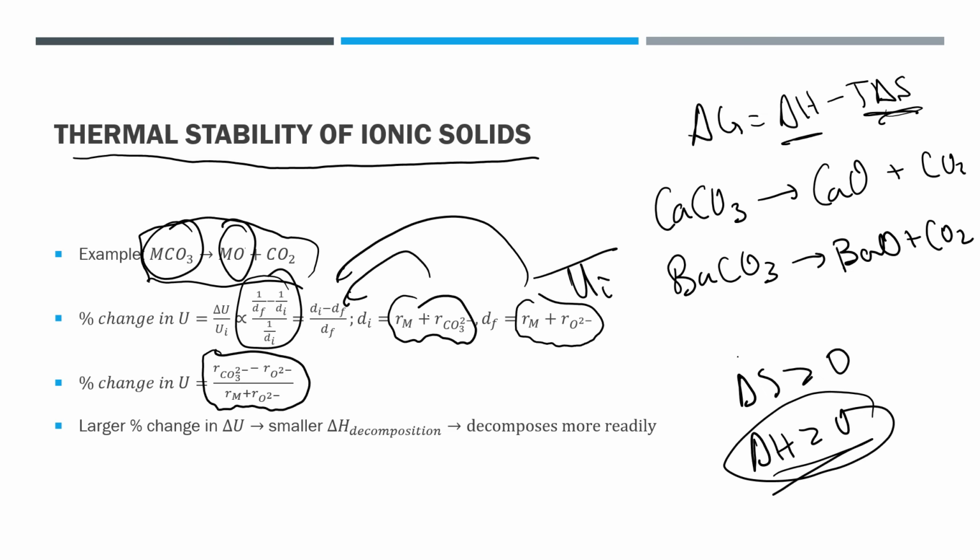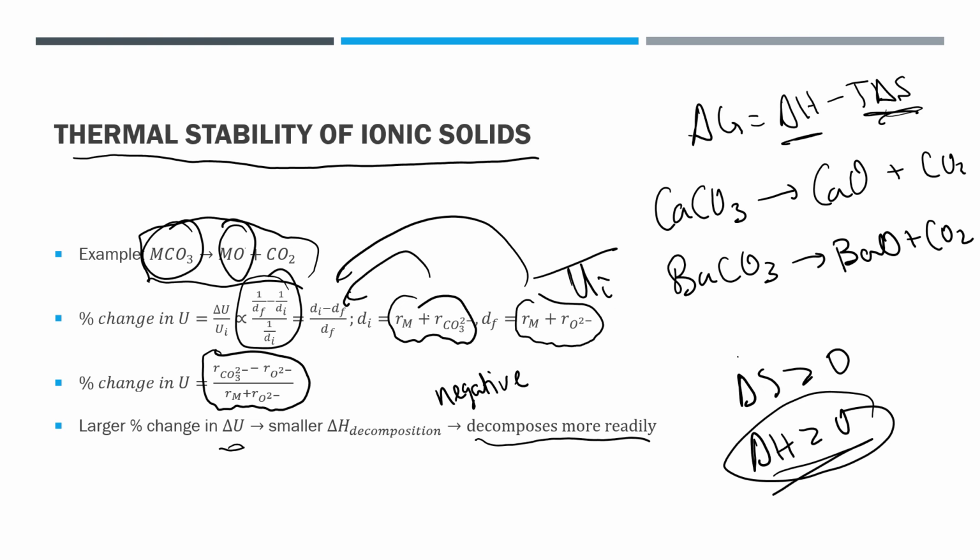Okay, so essentially, the larger percent change in delta U, we know that this percent change is going to be negative, right? It is negative. But the larger percent change in delta U implies a smaller delta H of decomposition, right? Which means that it's going to decompose more readily. So what's important with this slide is that you can basically approximate how stable these compounds are going to be by just looking at the percent change in the potential energy.